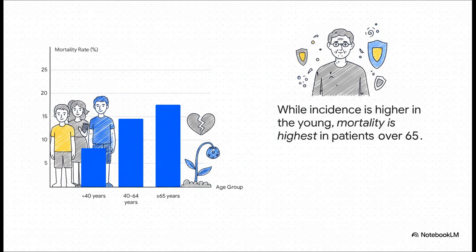Now this chart is fascinating because it illustrates a really key point. While the younger patients get it more often, they have the highest incidence, it's the older patients who have a much higher mortality. And why is that? Well, they just have fewer physiological reserves to handle that kind of systemic hit. That is a critical piece of information when you're thinking about prognosis.